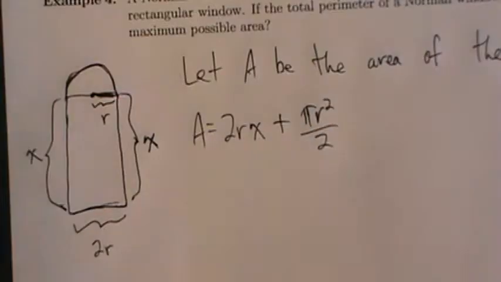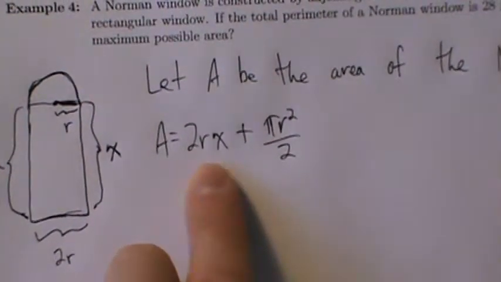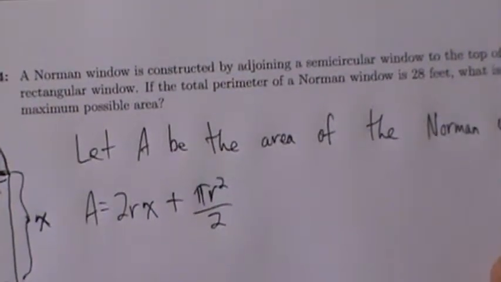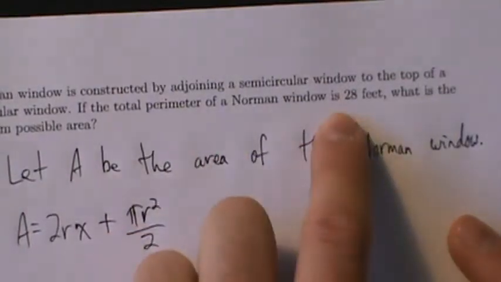So remember, this is the step where we ask ourselves, okay, do we have any other information that we could use to relate r and x to each other? And yeah, what else do we know? We have the stuff about the perimeter that we haven't used yet. So now the total perimeter is 28 feet.